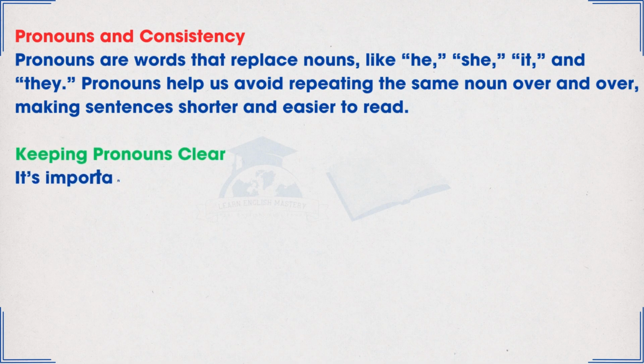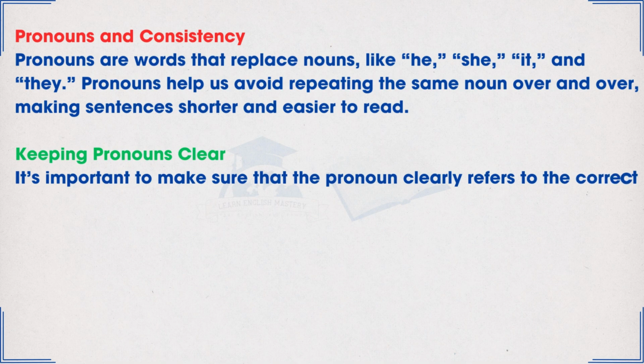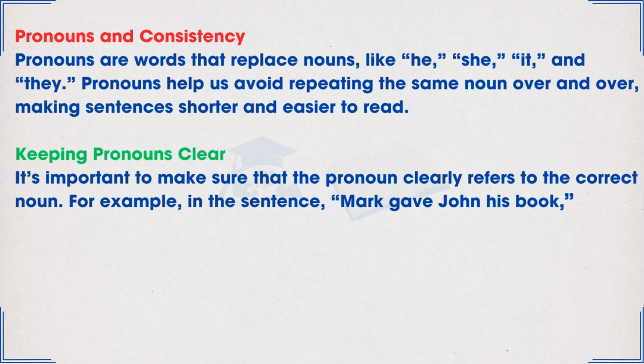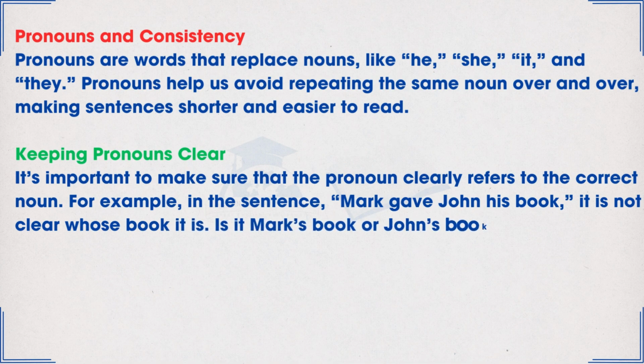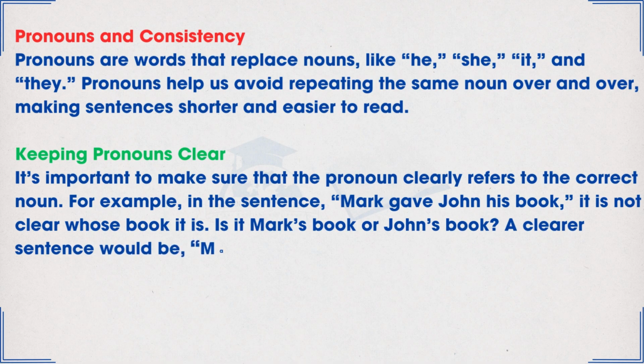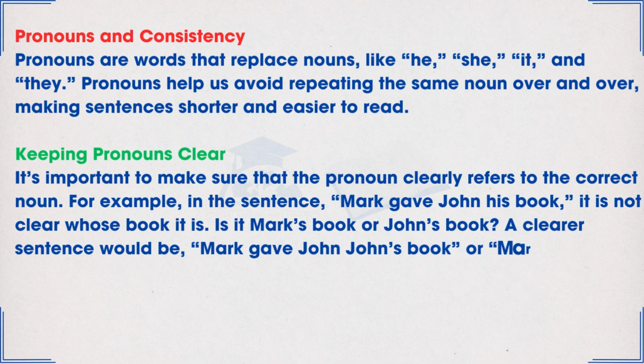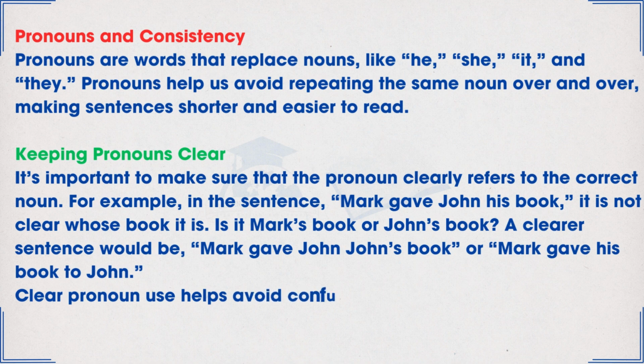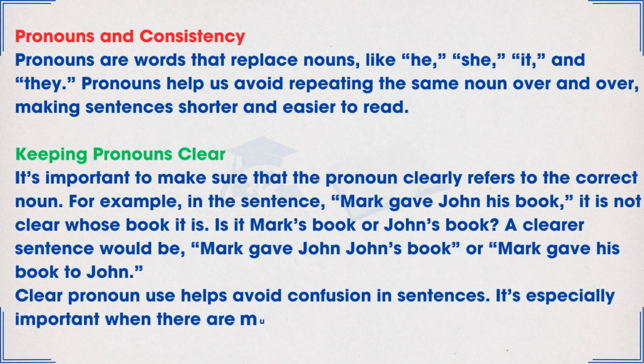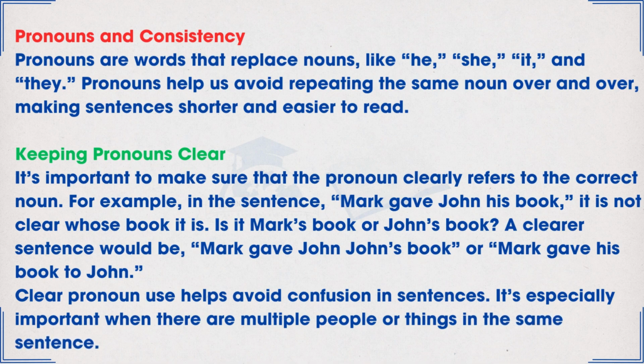Keeping pronouns clear. It's important to make sure that the pronoun clearly refers to the correct noun. For example, in the sentence, Mark gave John his book, it is not clear whose book it is. Is it Mark's book or John's book? A clearer sentence would be, Mark gave John John's book, or Mark gave his book to John. Clear pronoun use helps avoid confusion in sentences. It's especially important when there are multiple people or things in the same sentence.